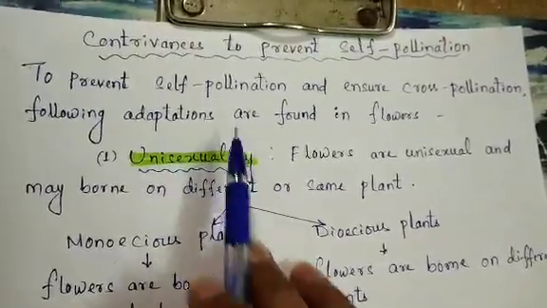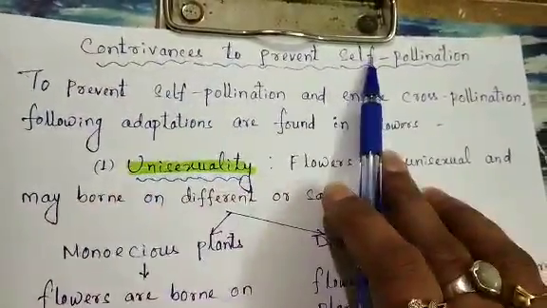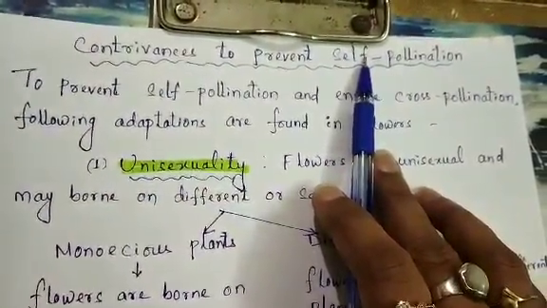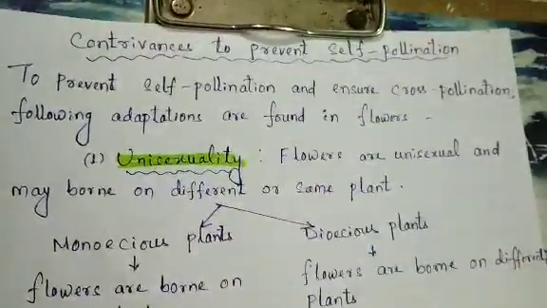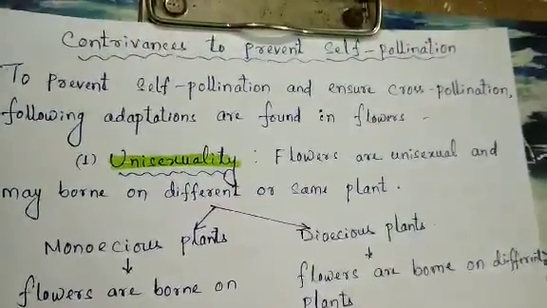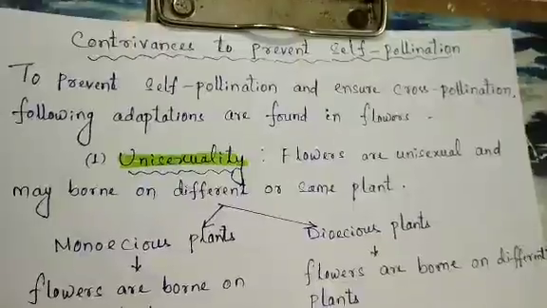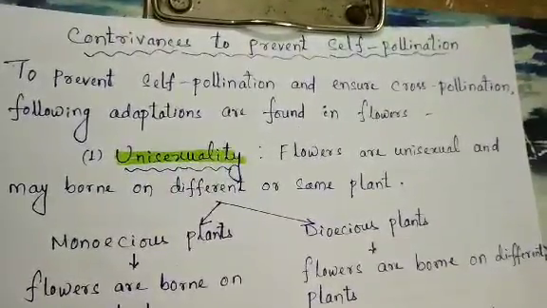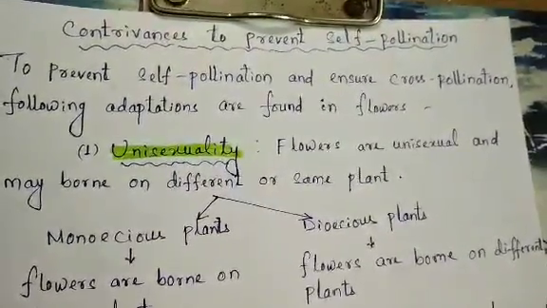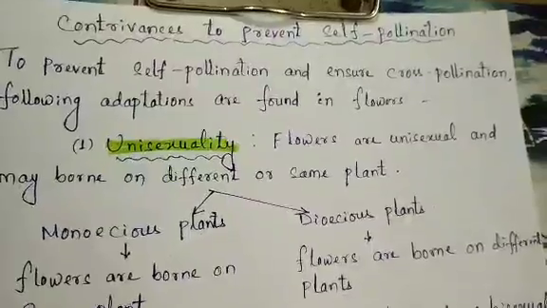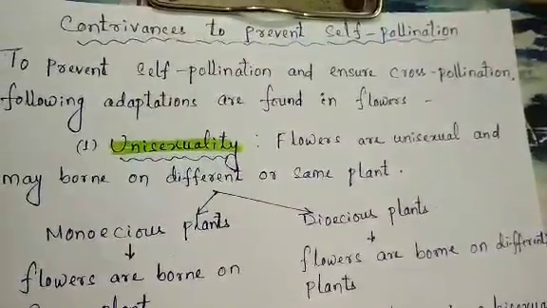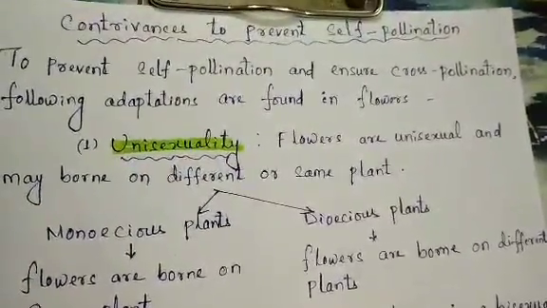Students, today we are going to learn about contrivances to prevent self-pollination. We have already learnt about cross-pollination, and we found that in cross-pollination, plants with better quality and better adaptability to the environment have been formed. So mostly nature favors cross-pollination over self-pollination.